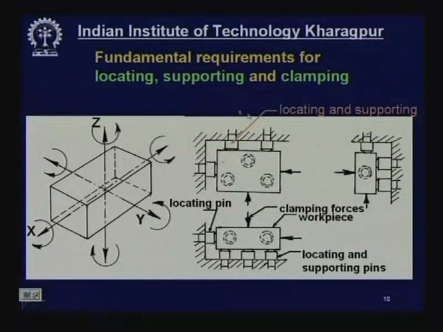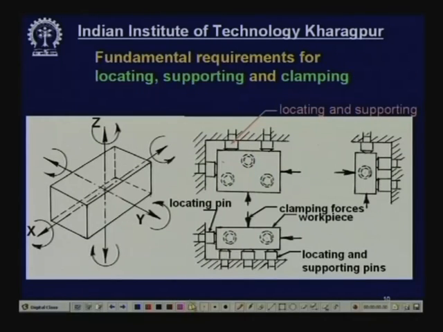Now, come to locating first. Fundamental requirements for locating, supporting, and clamping, all these 3. Now, suppose this is the workpiece or blank. This is a job which has to be machined, say drilling or surfacing something, but when fixed, that is by locating, supporting, and clamping, it should remain in a particular position and orientation with respect to the tool. And secondly, after locating, supporting, clamping, or during machining, it should not move at all, totally arrested.